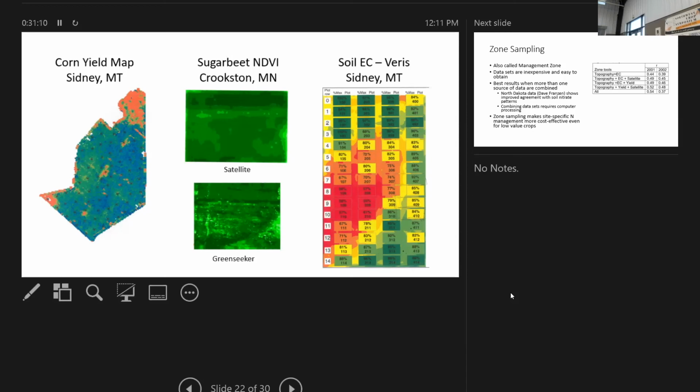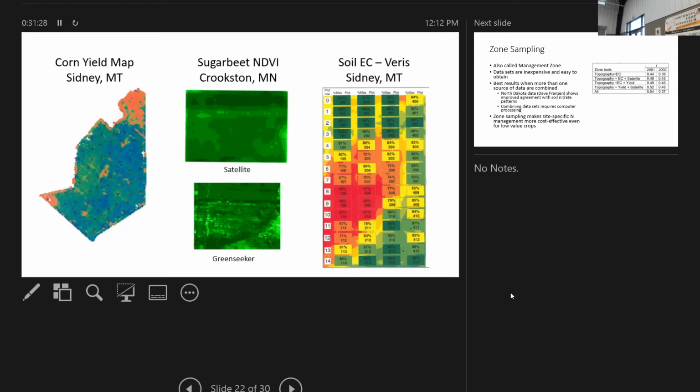This is the same field with a GreenSeeker mounted on the tractor or something. So you're on the ground and getting much more detailed information. So the different technologies have different advantages.